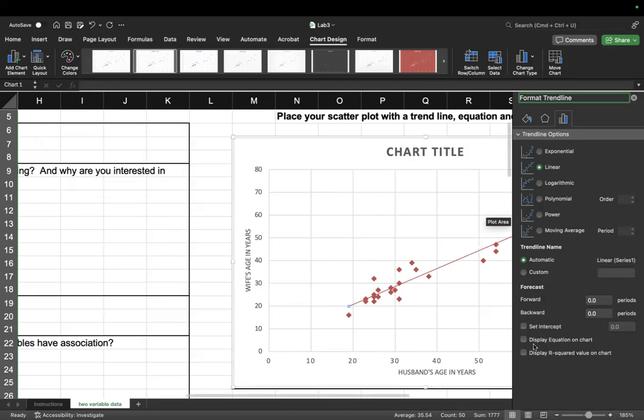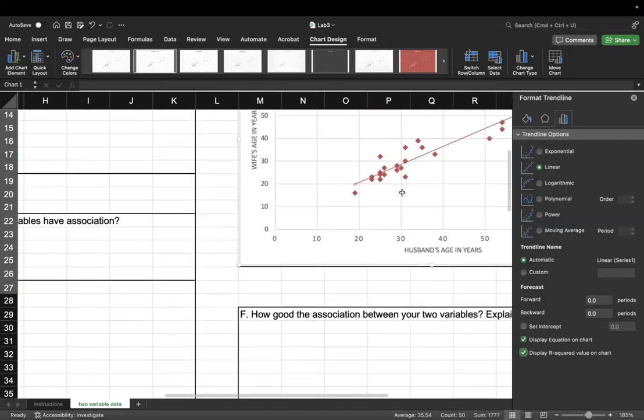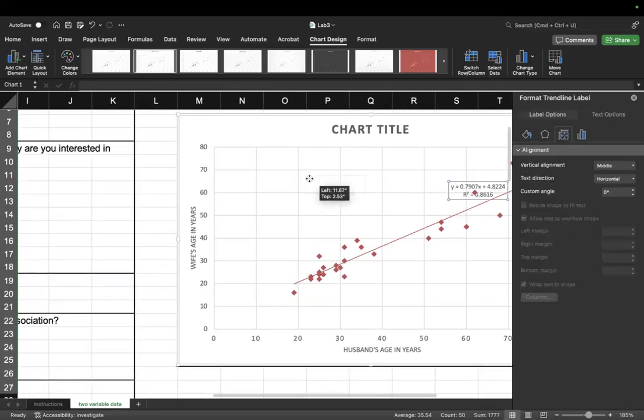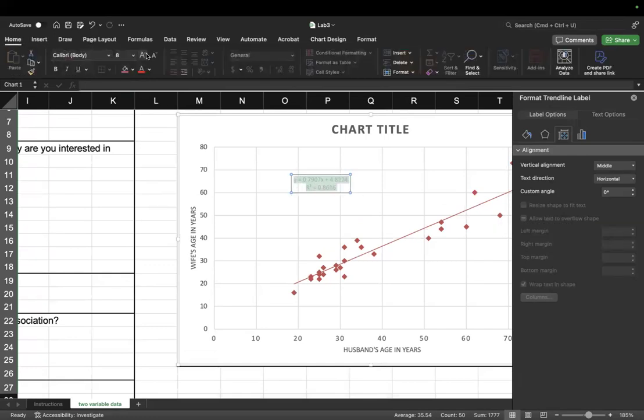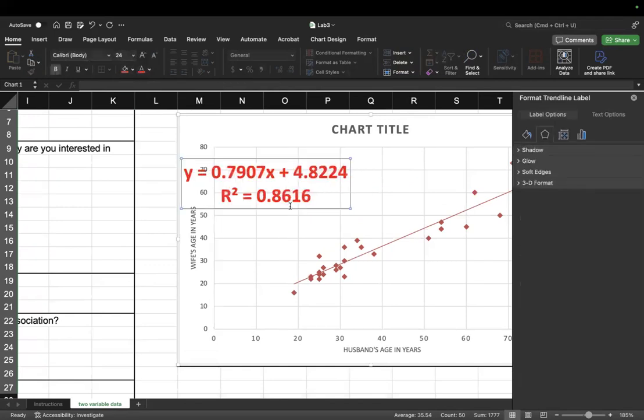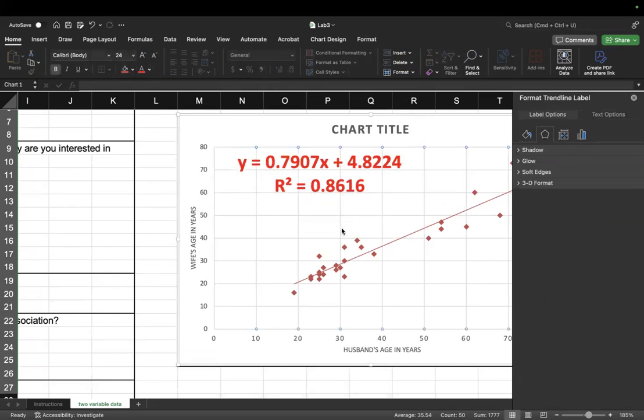Go down here, display the equation on the chart, and display R squared value on the chart. I want both of those things displayed on my chart. I'm going to move them over and make them bigger because I like to be able to see them. So I'm going to go to Home and make my font nice and large. You can make it bold or colorful if you want, whatever you want to do. Make it pretty, play with it.